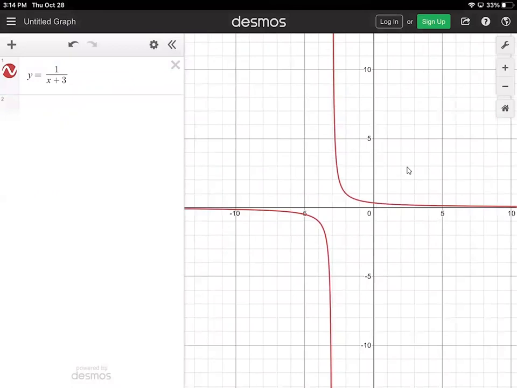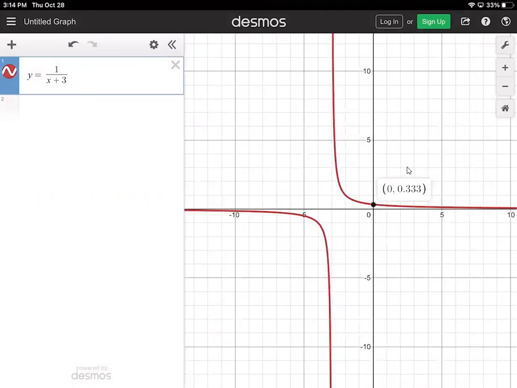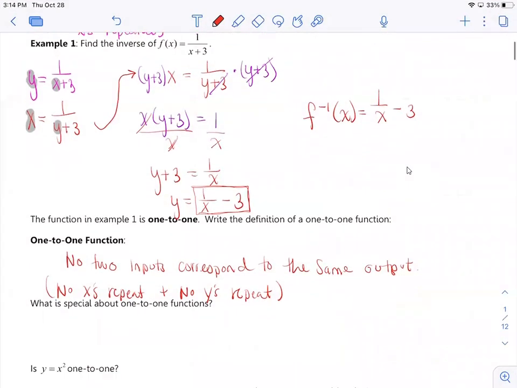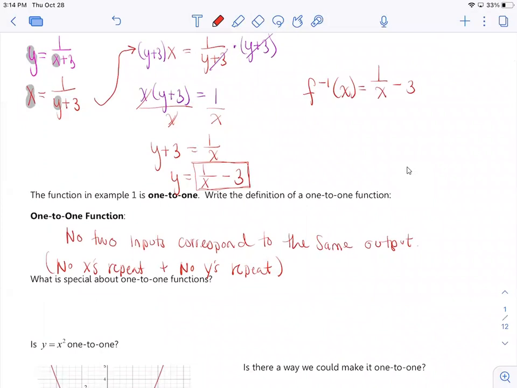So if you're looking here, we can follow that all of our x's, if we just look at all of these things, they will never have the same output, right? So your x's won't repeat and neither will your y's. Now, what's special about one-to-one functions is that their inverses are also functions.